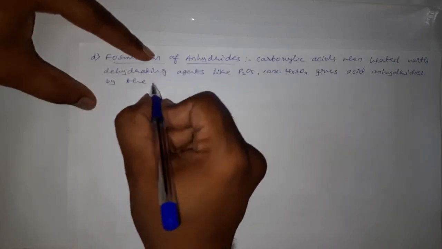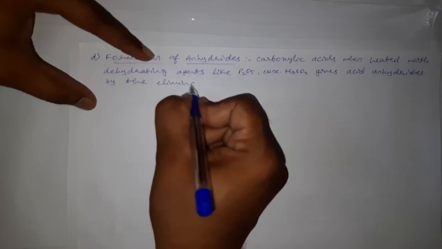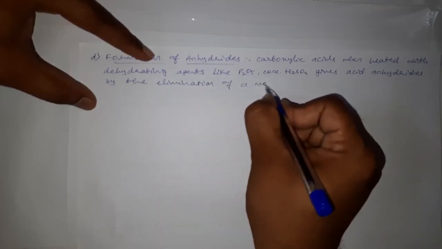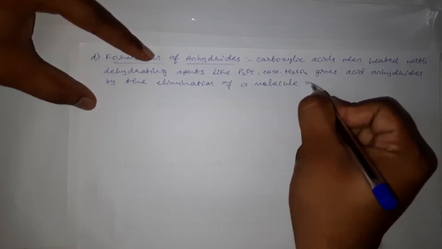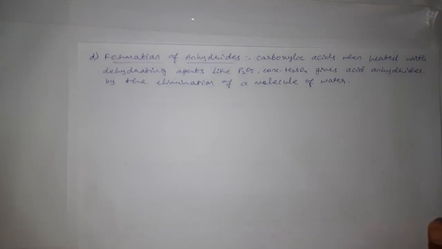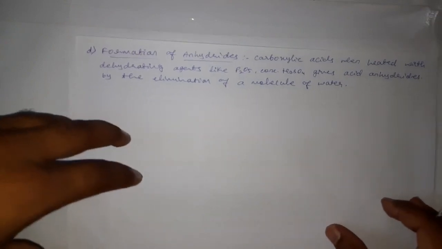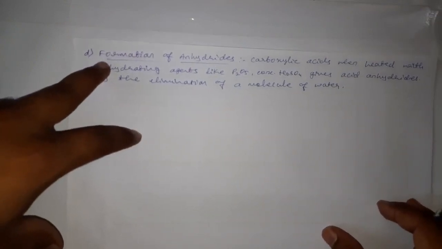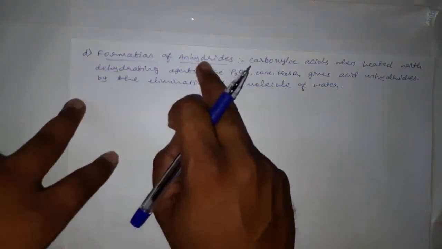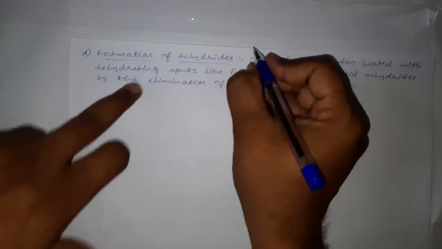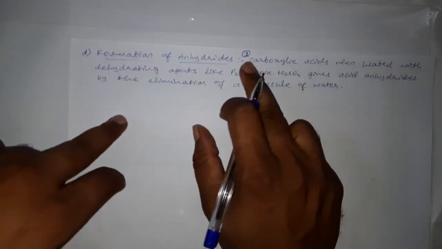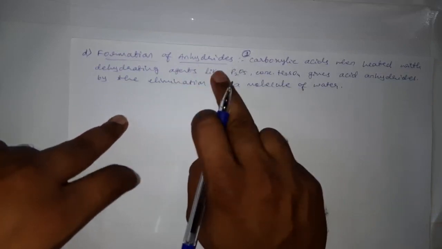by the elimination of a molecule of water. And see, students, here for the conversion of carboxylic acid into its anhydride, that is the formation of anhydride, we have three possibilities. This is the first possibility for the formation of anhydrides from carboxylic acid.